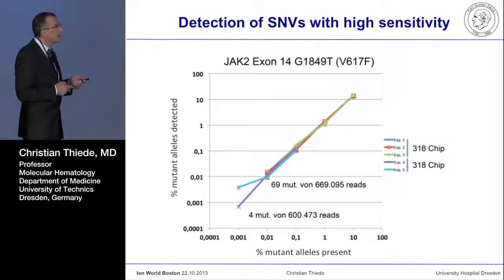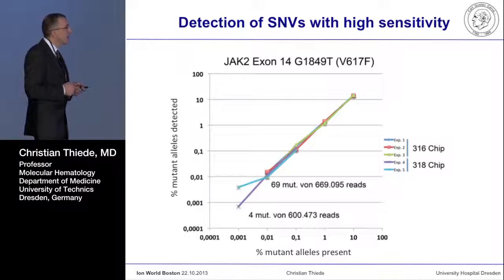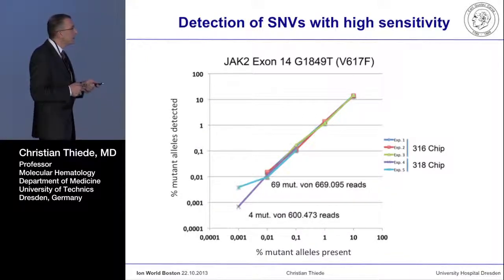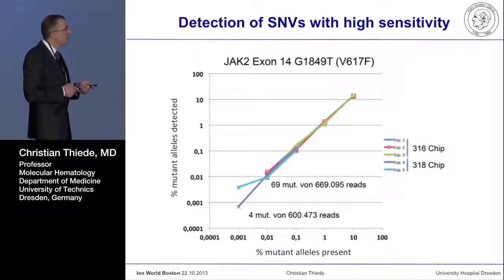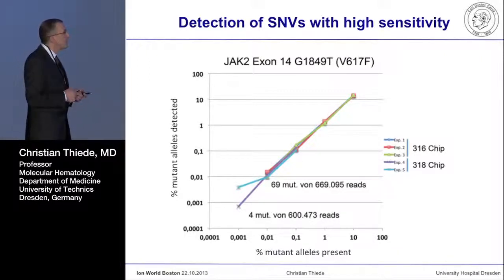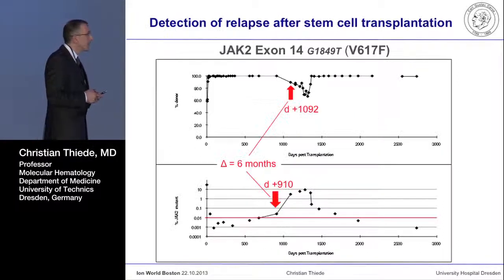And you can easily see that there is a very linear correlation, log linear correlation between the spiked alleles and the found alleles, down to at least 0.01%. And if you use the 318 chip and achieve coverages of more than 600,000-fold per read, you could even go down probably to 1 in 50,000 reads. And we tested that then also on a clinical scale.